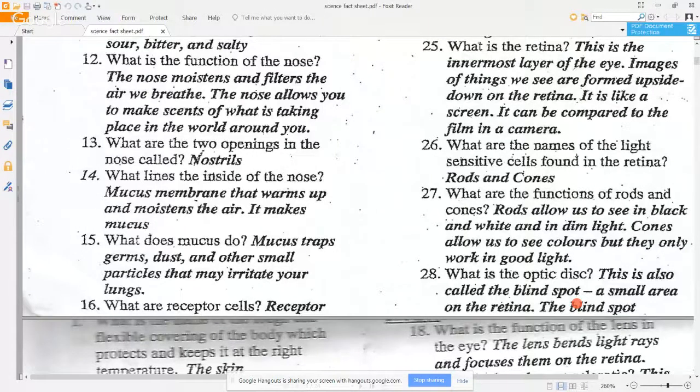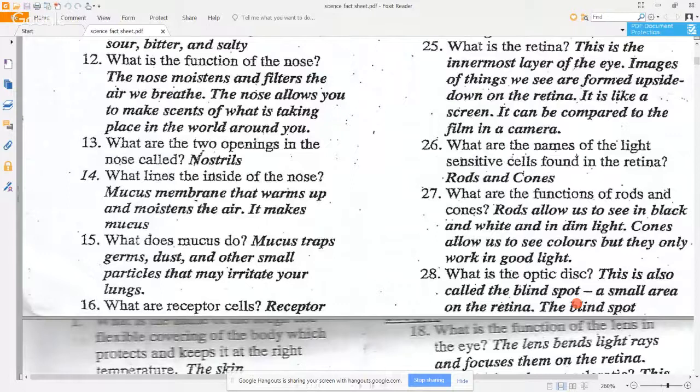Number 26. What are the names of the light sensitive cells found in the retina? So they would be the rods and the cones. So what are the functions of the rods and cones? Well, rods allow us to see in black and white and in dim light, while cones allow us to see colors, but they only work in good light.